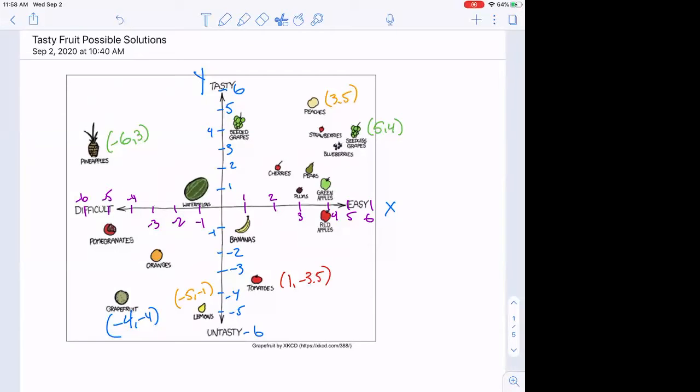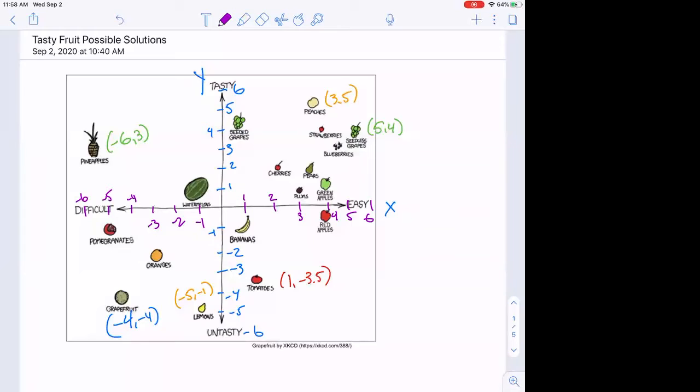But you can actually quantify that, and maybe you could take surveys to find out that people tend to think that a scale from -6 to 6 for how easy or difficult the fruit is to eat, and 6 to -6 for how tasty it is. So you could give them an XY coordinate, and peaches would be 3, 5, which means they're 3 on the easy list and 5 on the tasty list. Seedless grapes would be 5, 4 as their coordinates. And you could give every fruit a coordinate based on the two parameters.